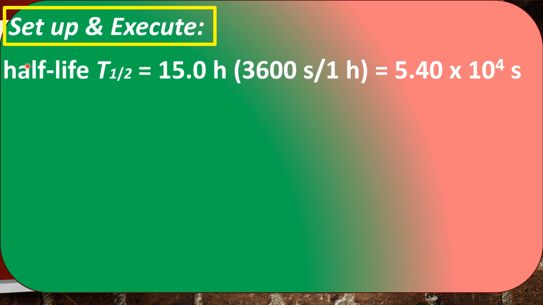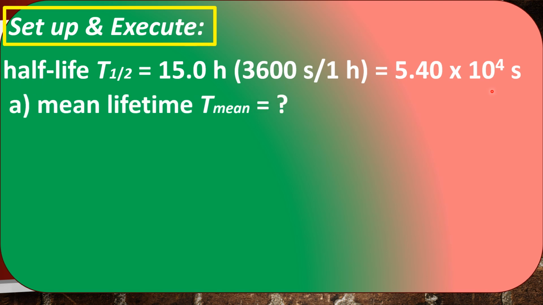We first express the half-life, which is in hours, into seconds. So we just multiply the given half-life 15.0 hours by 3,600 seconds, that's in 1 hour. So we will get the half-life equal to 5.40 times 10 to the 4th power seconds.